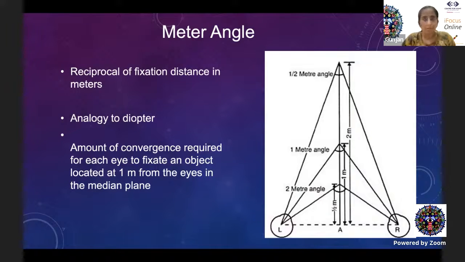So for example, if you have an object placed at a distance of half meter, then the amount of convergence will be 2 meter angle. Similarly, if you have an object kept at a distance of 1 meter, then it will be 1 meter angle. So basically, it's just the reciprocal of your fixation distance. If the fixation distance is 2 meters, the meter angle will be half.